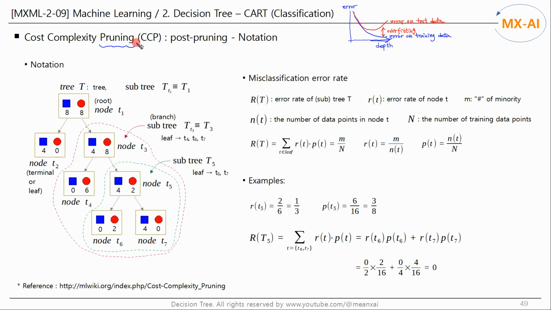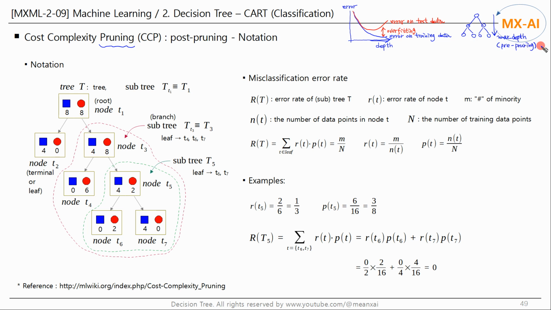Now, there are two main approaches to pruning. The first is pre-pruning, which is what we did in the previous video. In pre-pruning, we set constraints such as the maximum tree depth before training and use cross-validation to find the optimal value.